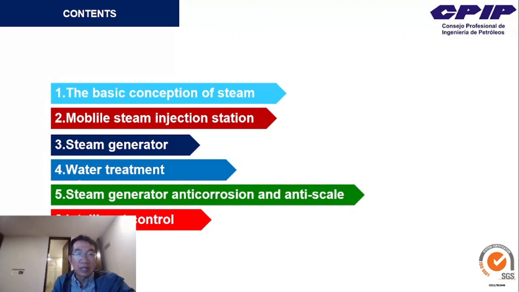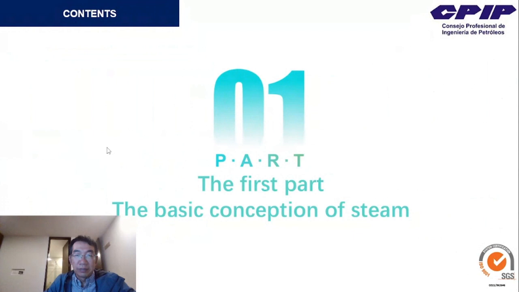We have six parts. The first is the basic conception of steam station. The second one is the mobile steam injection station. The third one is steam generator. The fourth one is water treatment. The fifth one is steam generator anti-corrosion and anti-scale. And the last one is intelligent control. So we begin with the first part, the basic conception of steam.